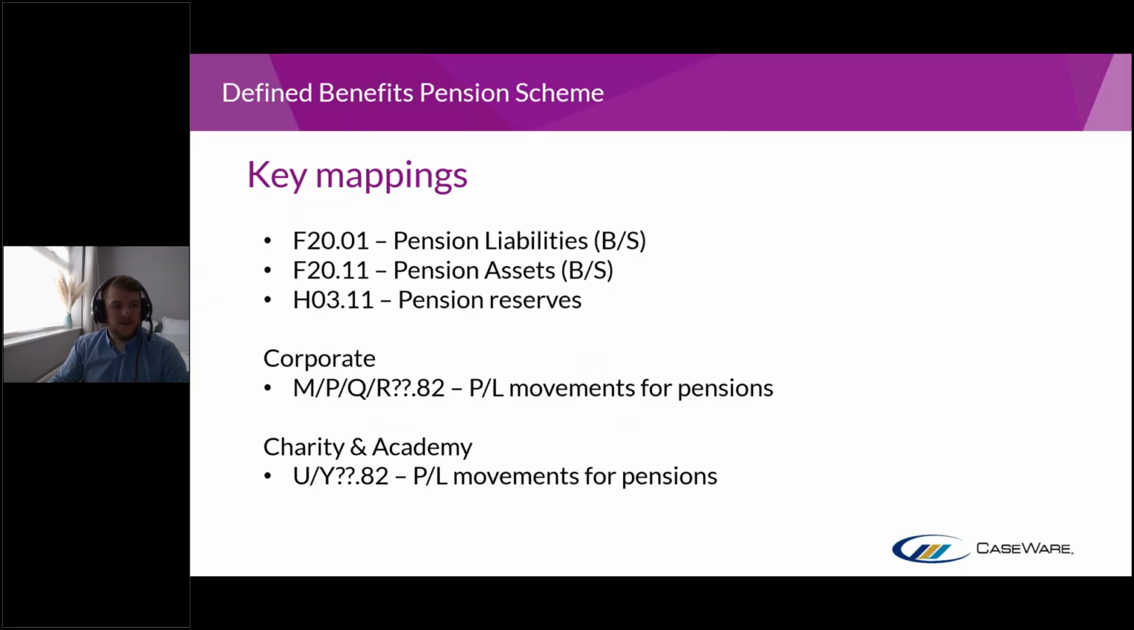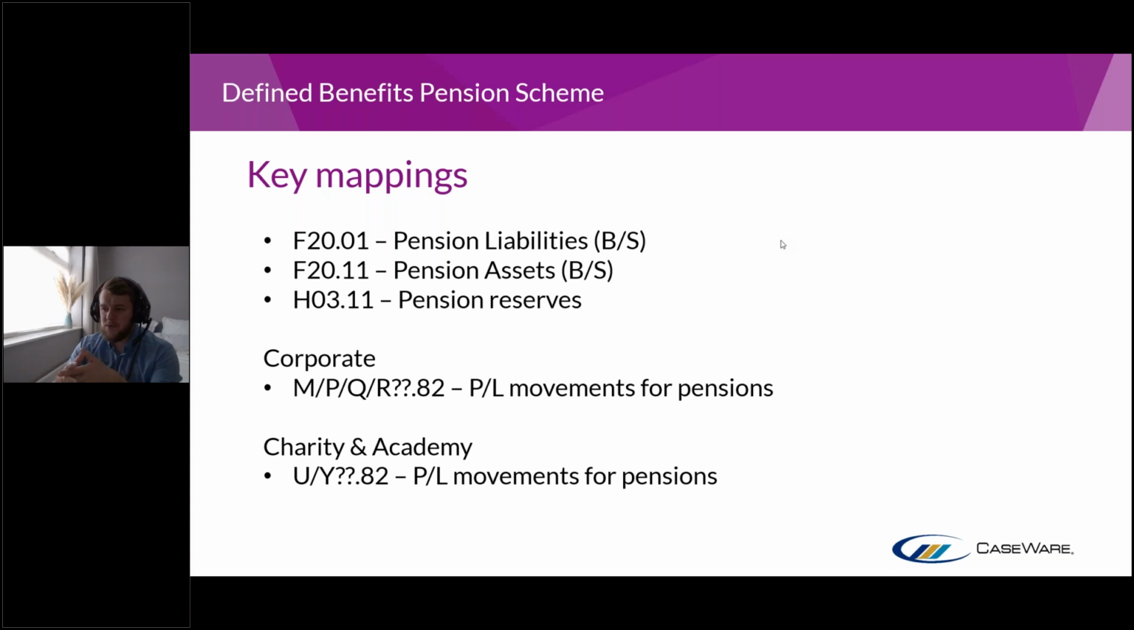Okay, so this slide shows the key mappings and the key sections within pensions, particularly defined benefit pensions. You've got the F20 section. That's where you're going to get all of the pension liabilities and the pension assets, and they're divided slightly further when you go into the .01 codes and the .11 codes. That makes sure everything's organized as the mapping is in CaseWare, as we all know. You can see what you need to see, and you can clearly access what's going to happen in those particular areas.